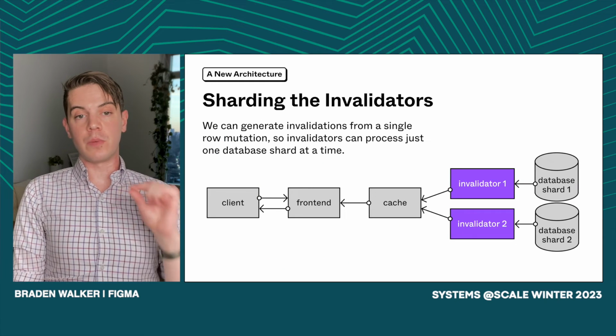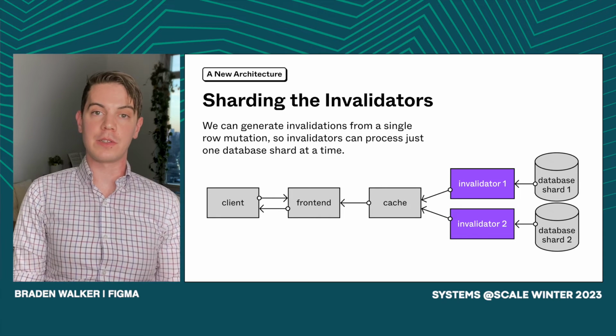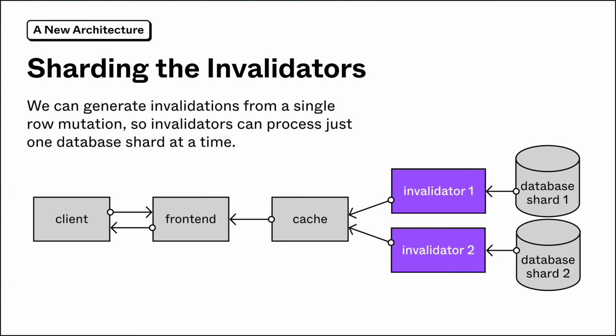All right, so we've shown that the invalidator is capable of generating cache key invalidations from just a single row mutation, which means we can trivially shard the invalidators. We can have them each consume just from one database shard and generate cache key invalidations from just that shard. Now, this sort of sounds like something from the previous design that we ended up objecting to, but it's different in a fundamental way.